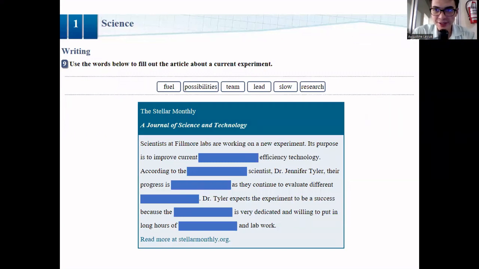Okay, so for the writing segment of this unit, I want you guys to fill in the blanks of this paragraph here using the given words up here. So we have fuel, possibilities, team, lead, slow, and research. All right. So using these given words, fill in the blanks of this passage here. So pause the video, try it out yourself first. Try to match these words in the correct sentences. And once you finish, resume the video and we'll go through the answers and the definitions, okay?